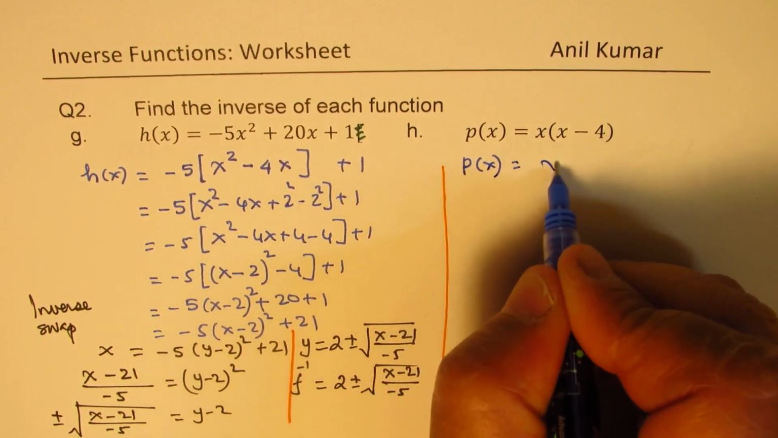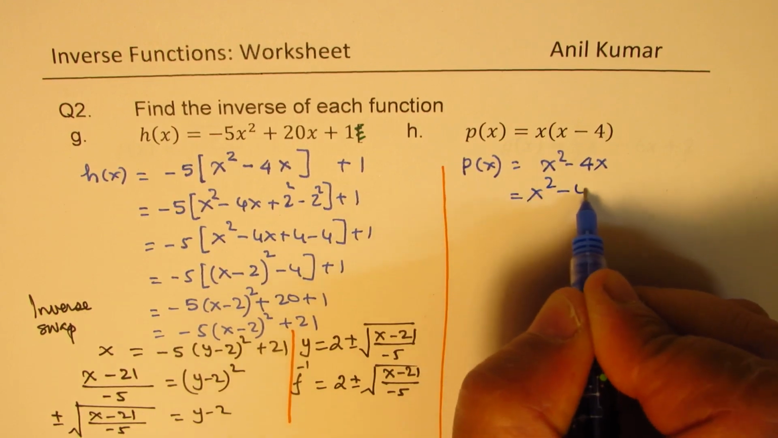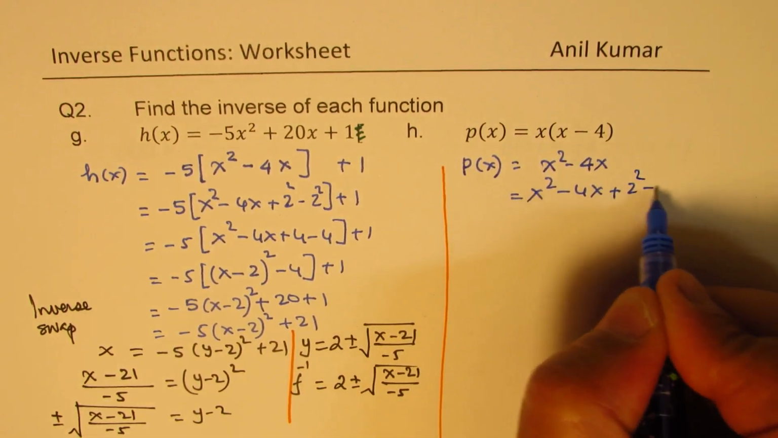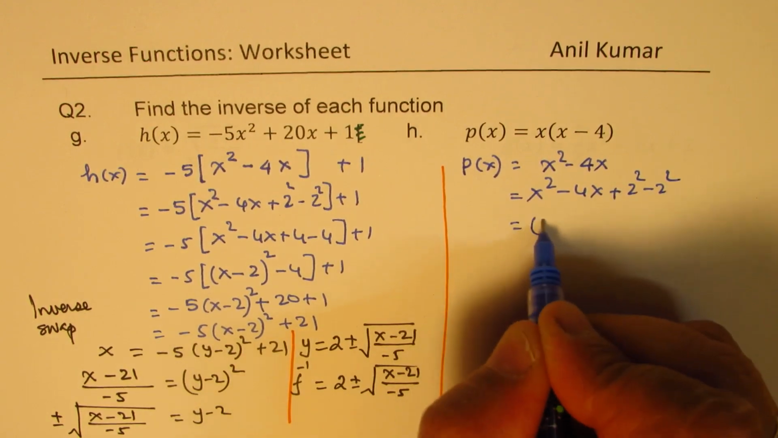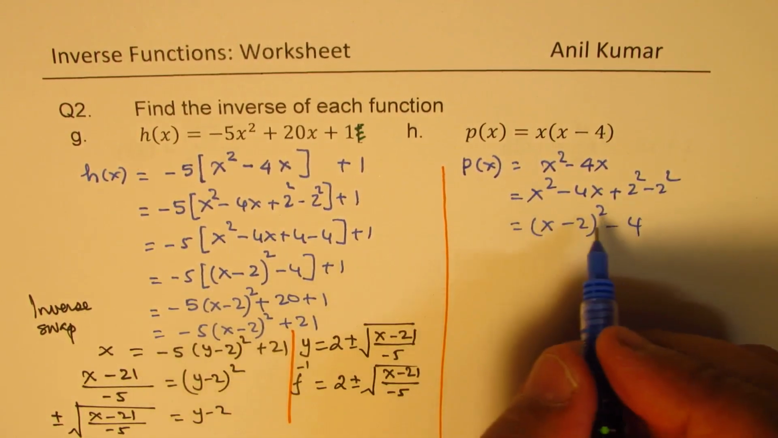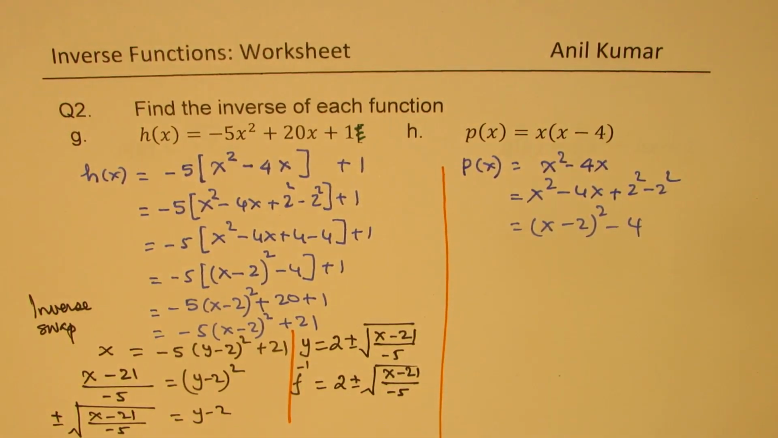So we have here x squared minus 4x. That could be written as x squared minus 4x, half of 4 is 2, so we'll get plus 2 squared minus 2 squared, which is x minus 2 whole squared minus 4. Right? Now to find the inverse, we'll swap and then figure it out.